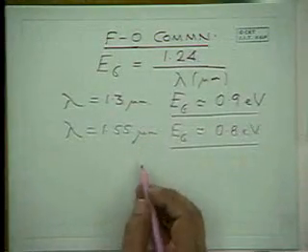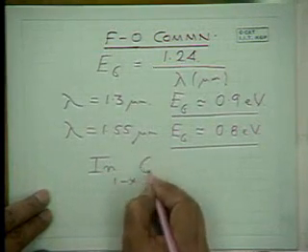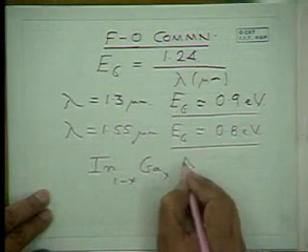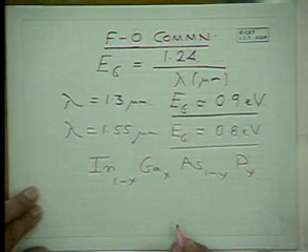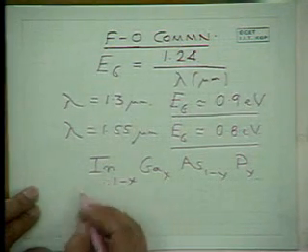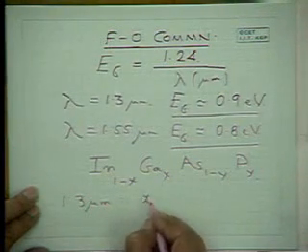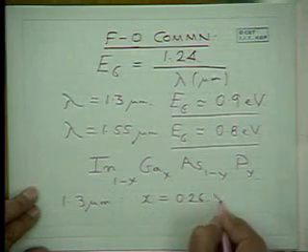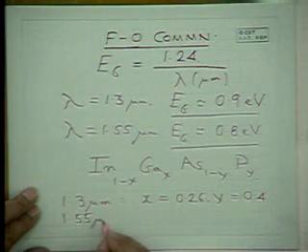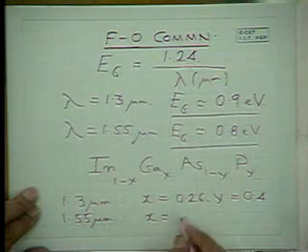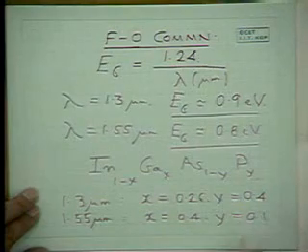and hence we find that our requirements of fiber optic communication are satisfied by the material indium 1-X, gallium X, arsenic 1-Y, phosphorus Y, where for 1.3 microns the composition X must be equal to 0.26, Y must be equal to 0.4, whereas for 1.55 microns X is equal to 0.4 and Y is equal to 0.1.